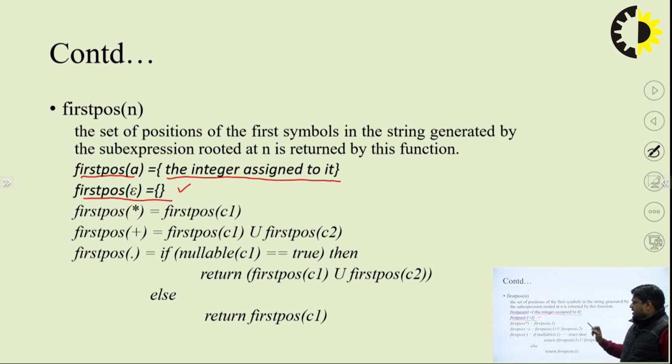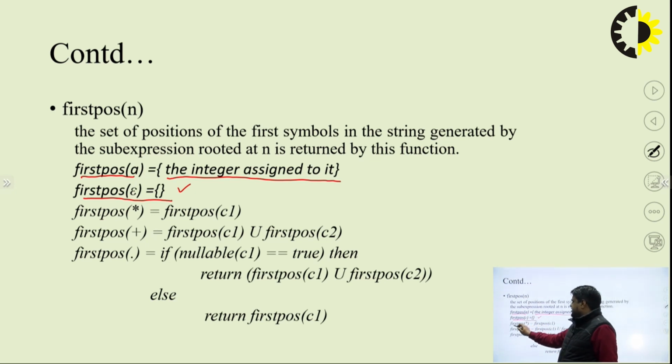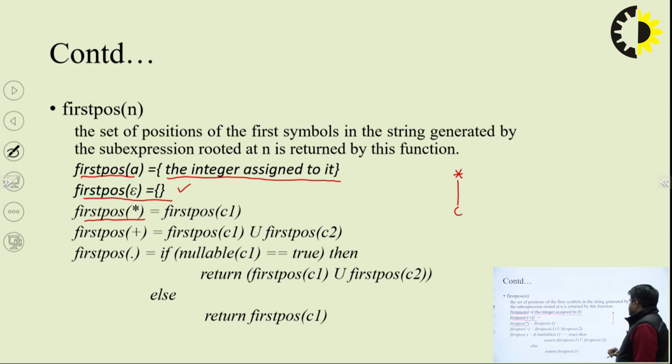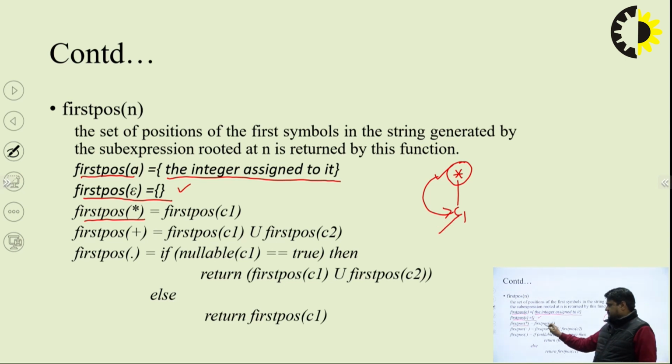If you think about the first position of star, you can see this is C1, suppose. So if you find the first position of this, it is dependent on the first position of this, right? So the first position of the child gives the first position to the star whenever you think about the interior nodes, right?